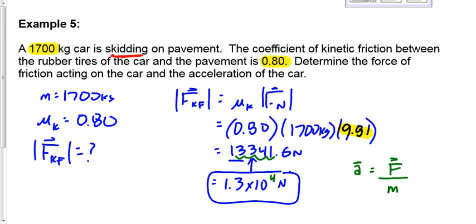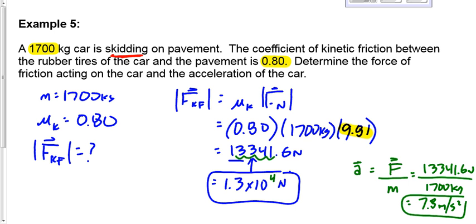F is equal to m times a, right? Now, technically that's a net force, right? But the only force we have in this problem is friction, so the friction is the net force, so we can do that. Let's use our unrounded number, 13,341.6 newtons divided by the mass, which is 1,700 kilograms, which means our answer for acceleration is 7.8 meters per second squared.